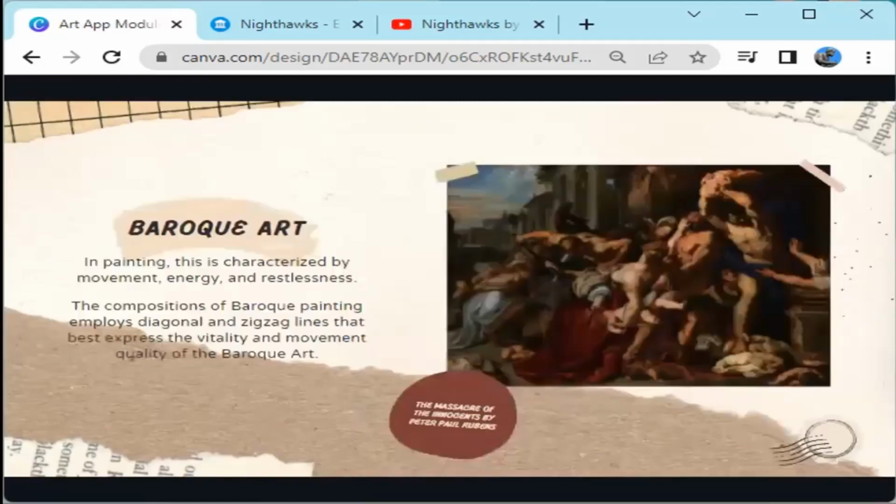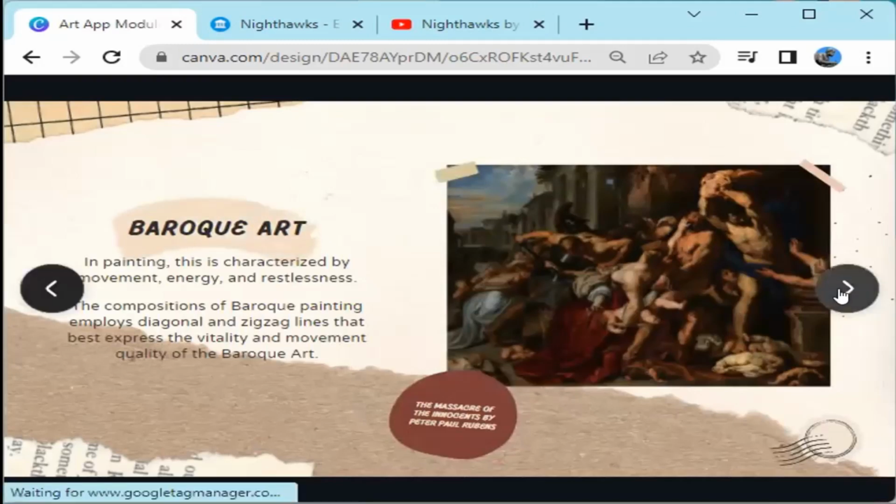In terms of painting naman, Baroque painting is characterized by movement, energy, and restlessness, as you see here in the sample. The composition of Baroque painting employs diagonal and zigzag lines that best express the vitality and movement quality of the Baroque art. Just like what you see here in the Massacre of the Innocents by Peter Paul Rubens.